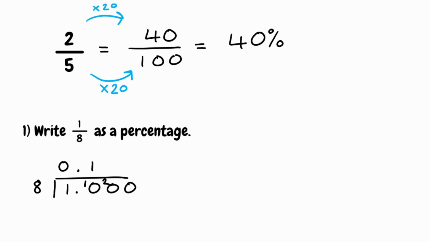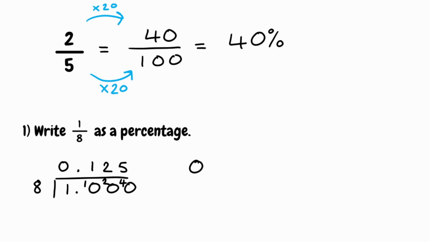I then want to see how many times does 8 fit into 20? Well, that'll fit twice, because 8 multiplied by 2 gives me 16, leaving me with the remainder of 4. So I carry that over. I now want to see how many times does 8 fit into 40? Well, that fits 5 times exactly. So because it's fit exactly, we can stop there, because now we know we've converted it to a decimal.